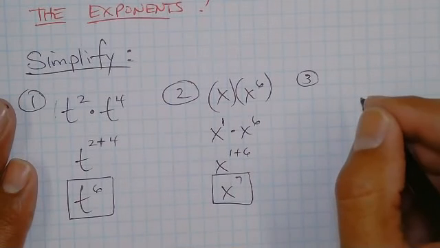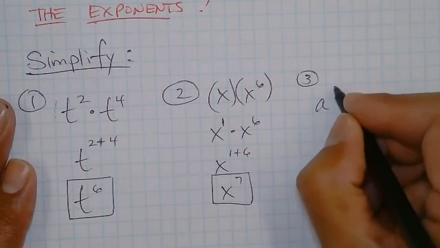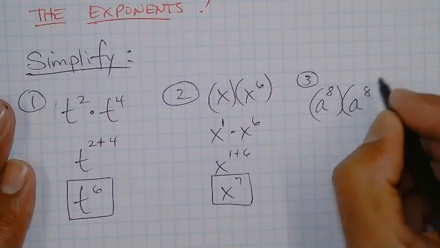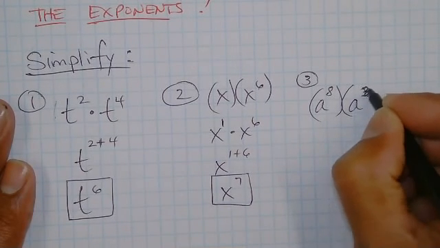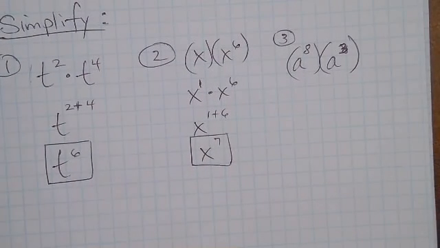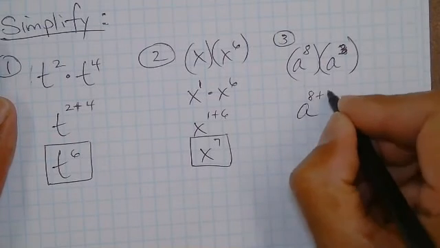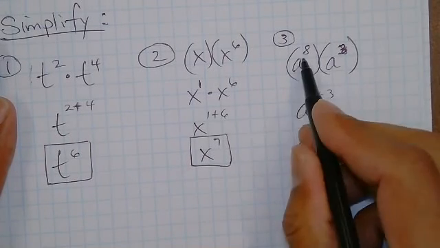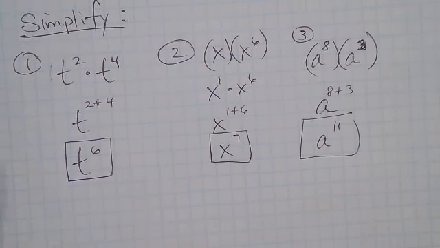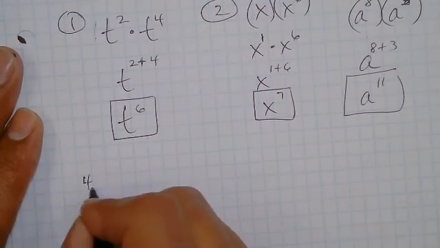Okay, number 3, what about A^8 times A^3, sorry. Well, we keep the A and we do the 8 plus 3, yeah, that's how you get A^11. Don't put 24, right? Don't put 8 times 3, 24. That's the product rule, that's what you do. It says multiply, but you actually add the exponents.